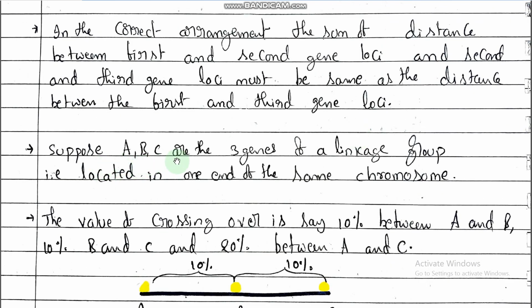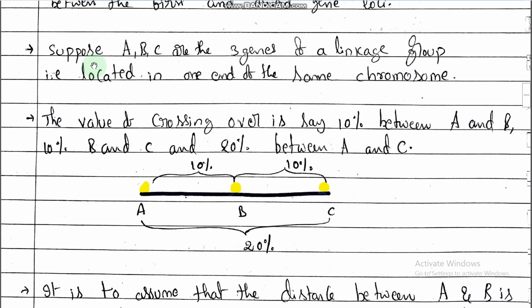Suppose A, B, C are the three genes of a linkage group that is located in one end of the same chromosome. The value of crossing over is say 10% between A and B, 10% between B and C, and 20% between A and C.